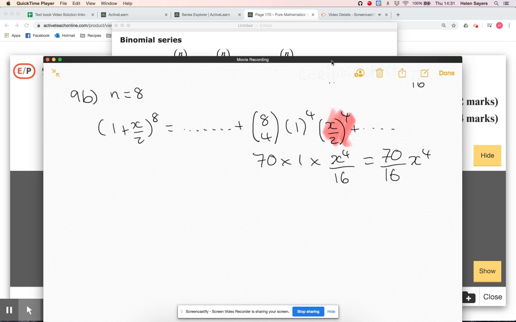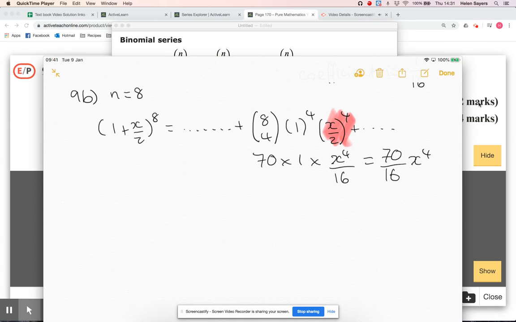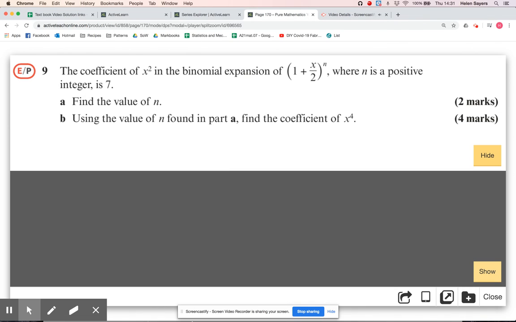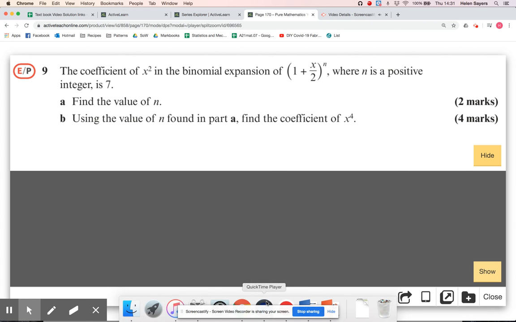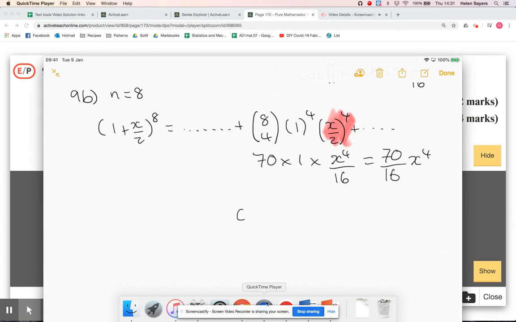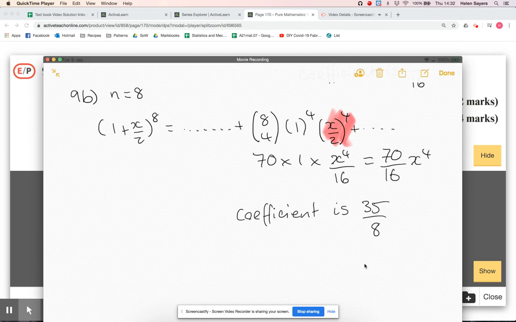But also, always for this type of question, if they ask you for the coefficient, make sure you give that as a separate answer on its own. So don't give the actual x to the 4 term as your final answer, give the coefficient. So that's 70 over 16, or cancels down to 35 over 8.